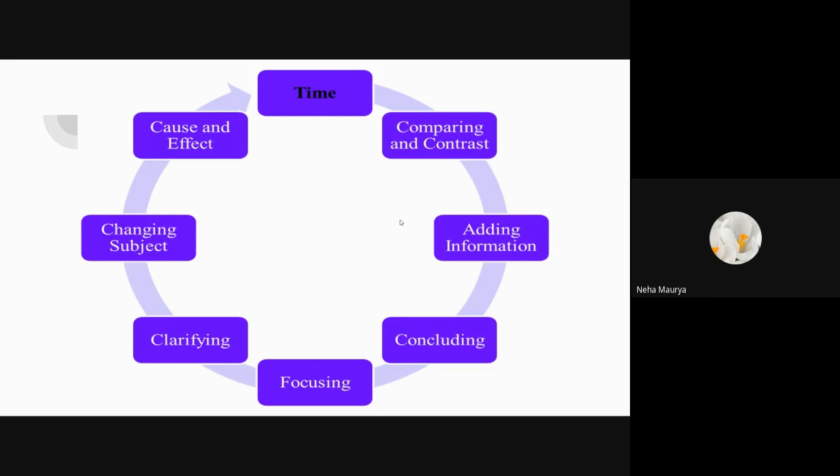Changing subject is like when some conversation is going on and we would like to focus on some other topic which is related to the present topic, but not directly related. So we just say "khair", well, "chhoda", like anyway, and we proceed with our conversation. Now the next category is cause and effect.